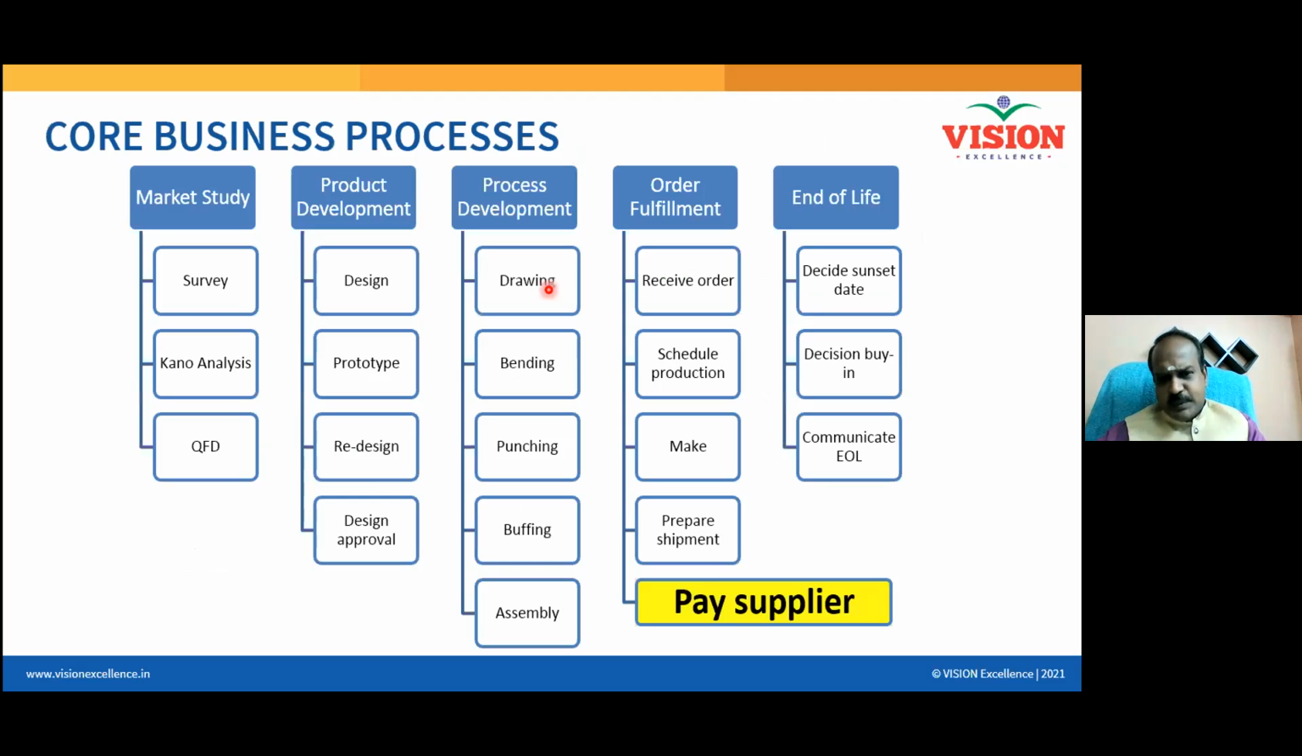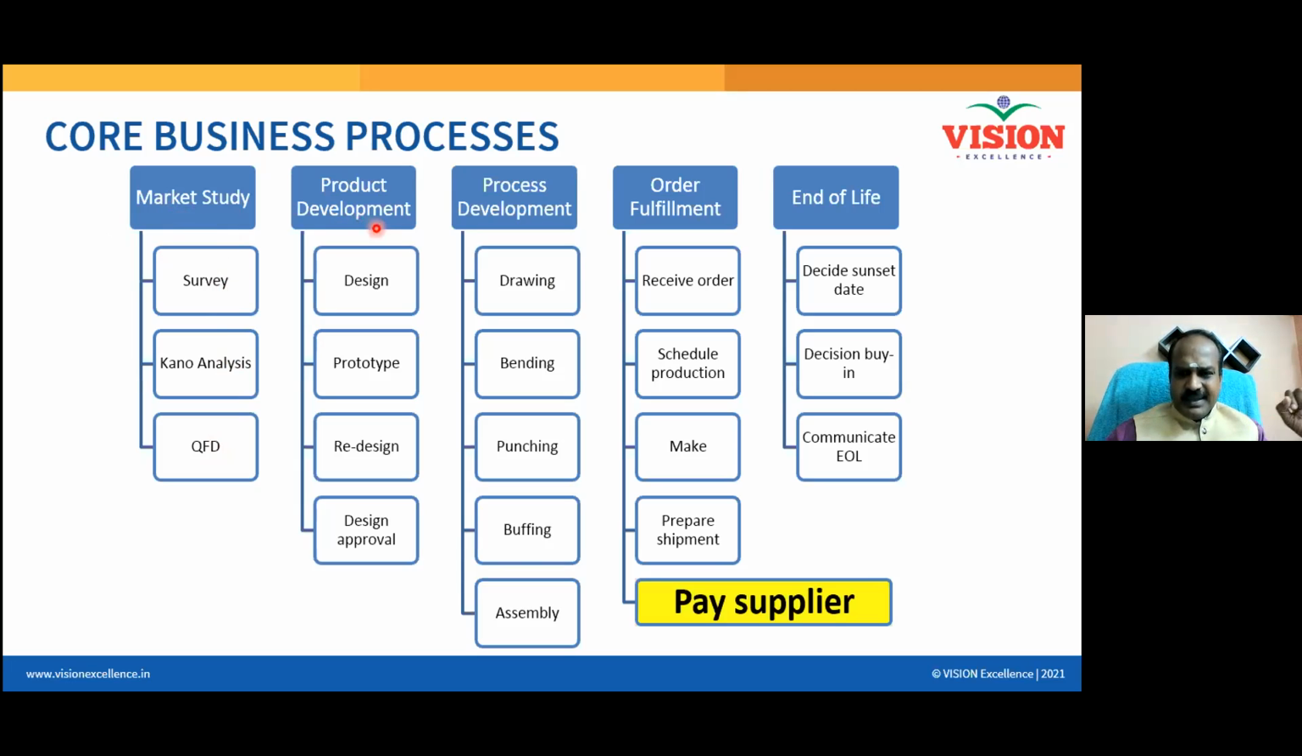And then core business process. Any company will have level 1 and level 2 processes. The level 1 processes are like market study. Will you be studying the market? Like, what is the potential for a product? Before launching any product, you will study the potential market, how much sales you can expect, and all those things. So you will be doing some survey, Kano analysis, QFD studies, and all that. That is called market study.